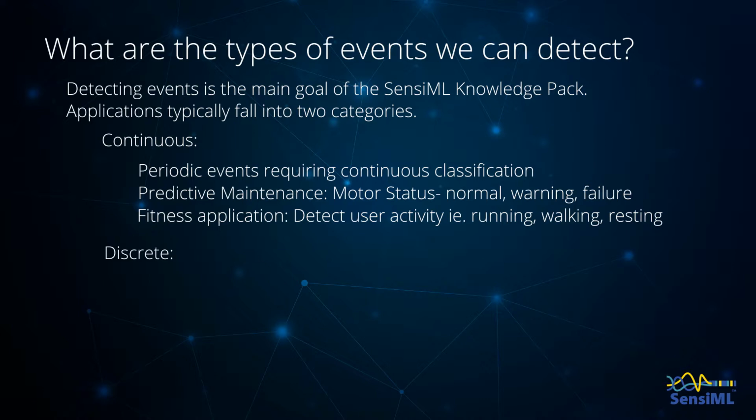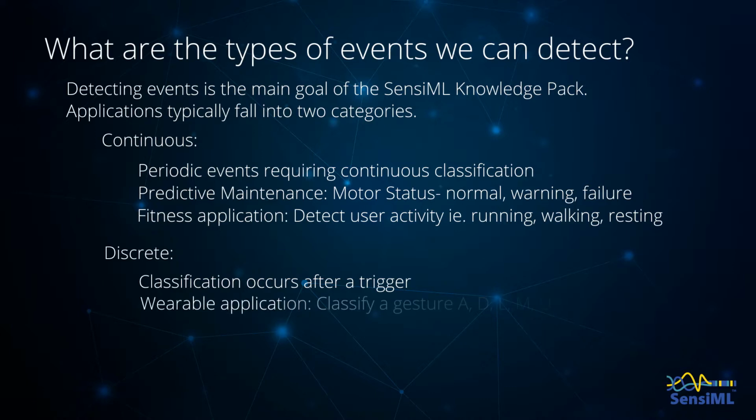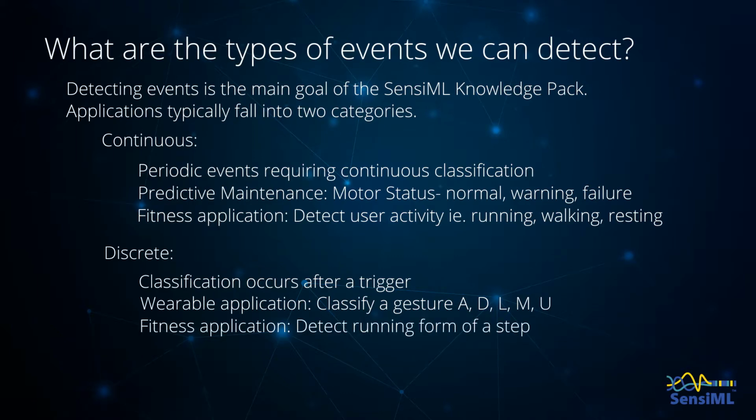Discrete events are events that have discrete trigger actions that the application needs to be trained for. An example of this is a wearable gesture device, where the user makes a specific gesture with their hand: A, D, L, M, or U. If we look back at the fitness wearable application above, instead of the continuous status, running, walking, or resting, we may look at each footstep as a trigger event.